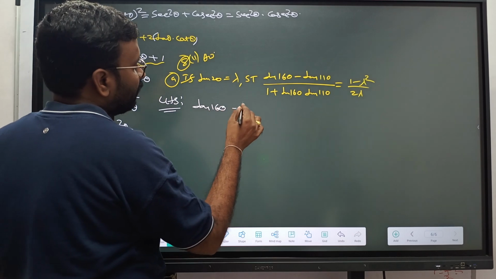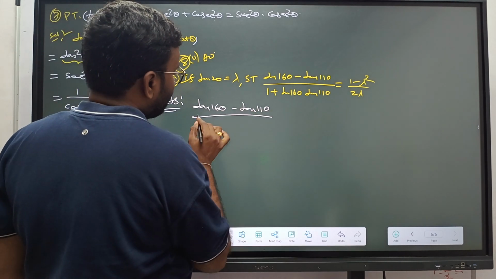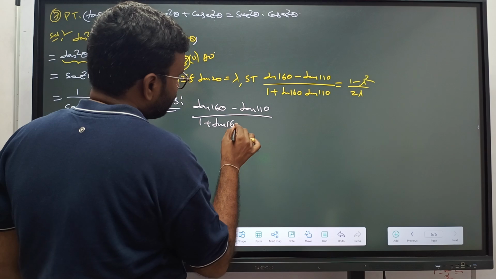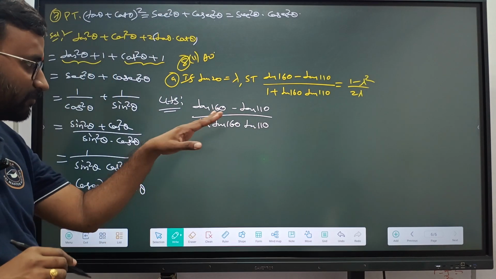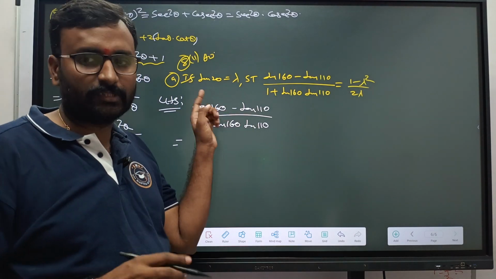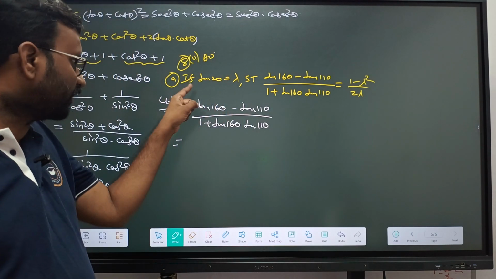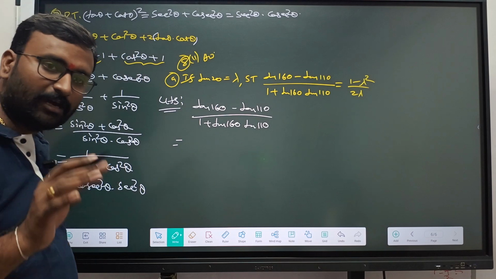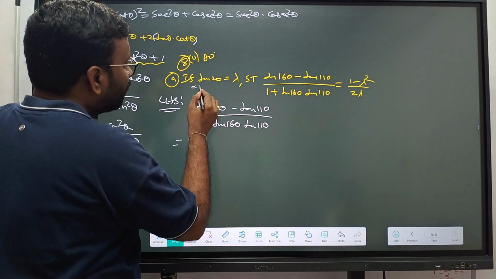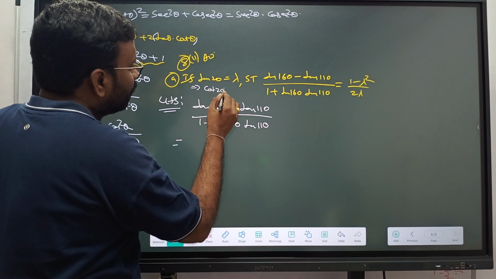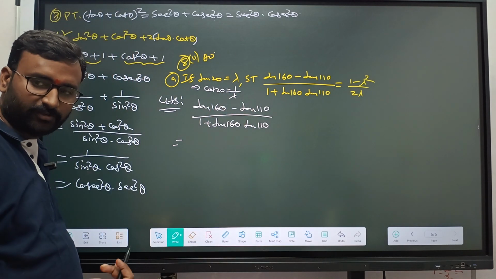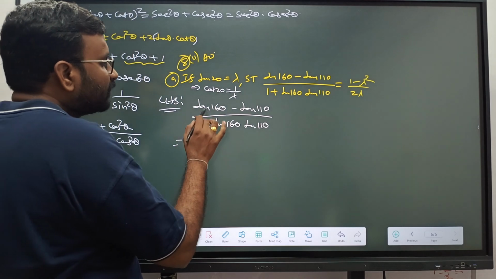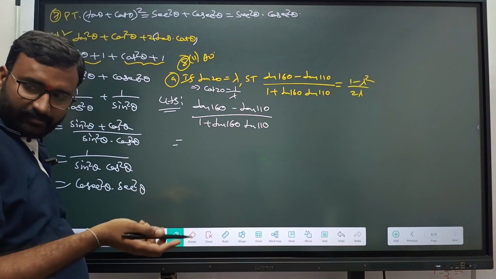Tan 160 minus tan 110 by tan 160 into tan 110. We have no values for tan 160 and tan 110 here. We are only given that tan 20 is lambda. Tan 20 is lambda, so what is cot 20? Reciprocal, 1 by lambda. Now convert 160 and 110 in terms of 20.